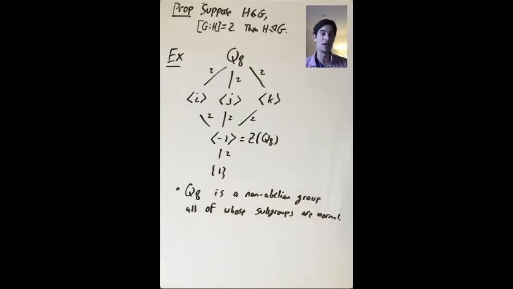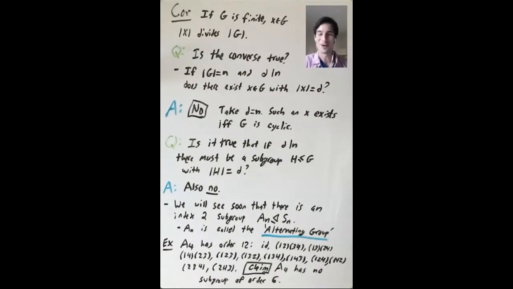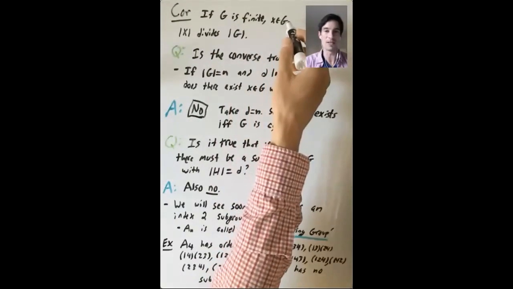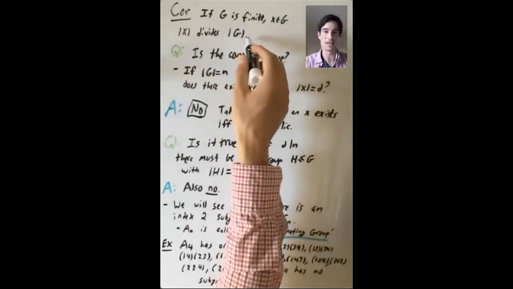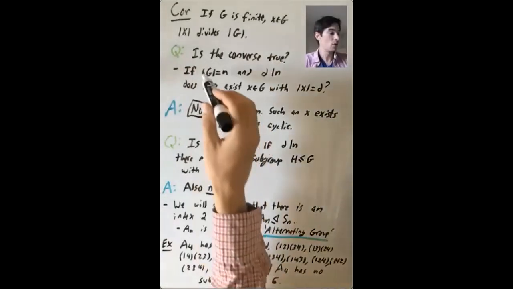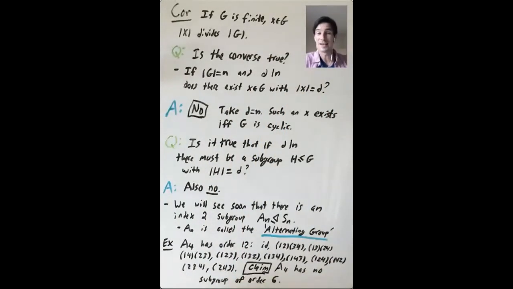Then I'll switch gears and talk about the last topic of this lecture, which is: are there converses to Lagrange's theorem that are true? One of the most direct consequences of Lagrange's theorem was this statement that if G is a finite group and x is an element of G, then the order of x divides the order of G. So we could ask, is the converse true? So what does that mean? If the order of G is equal to n and d divides n, does there have to exist an element x in G with order d? And the answer is no.